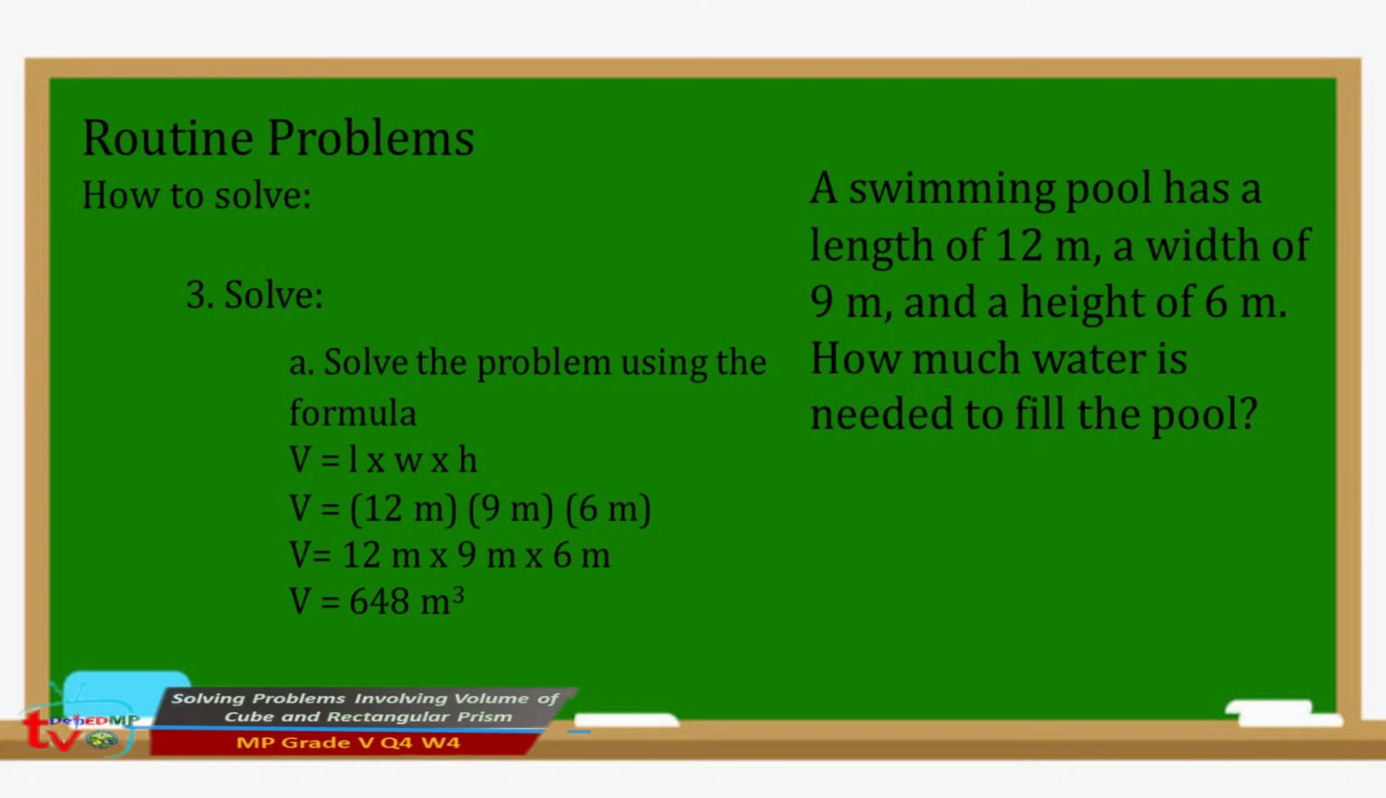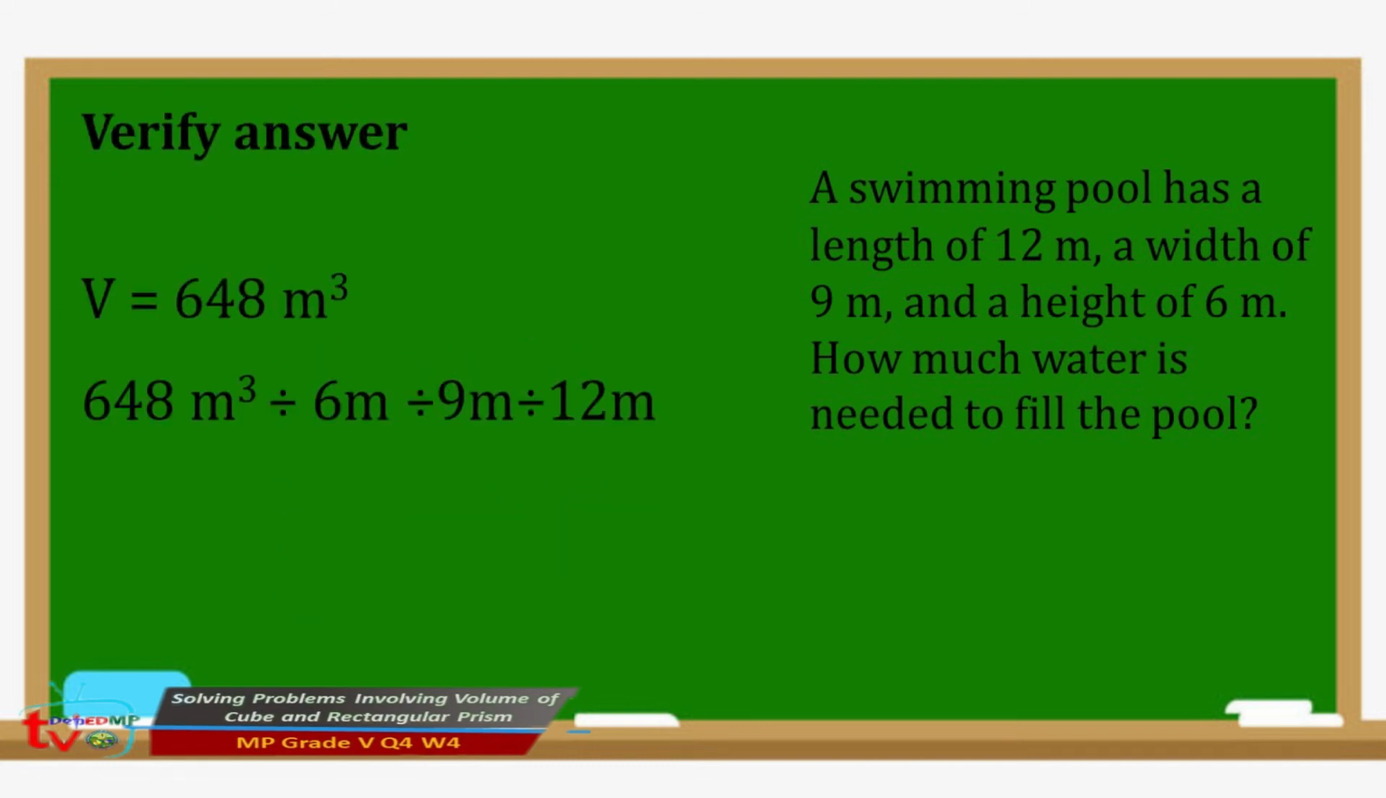Now if you want to verify, you can use the operation opposite of the operation that we have used. We have used multiplication here. To verify if our answer is correct, we can now do the inverse using division. So let us have 648 cubic meters divided by 6 meters, divided by 9 meters, and divided by 12 meters.